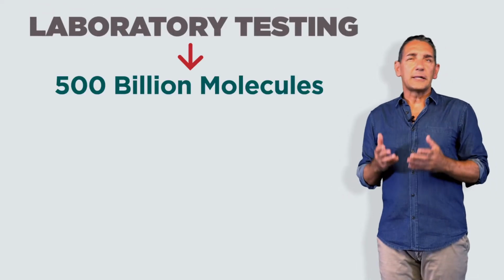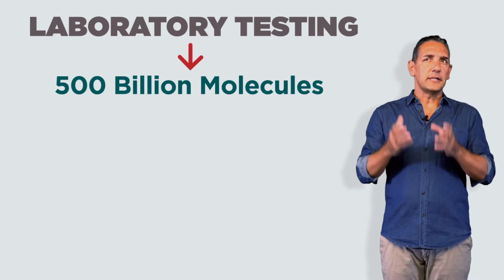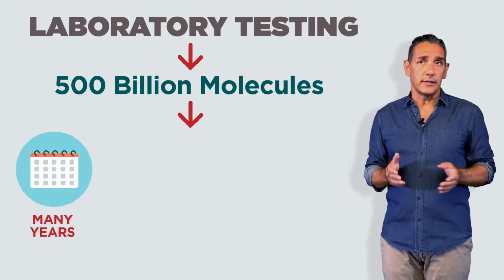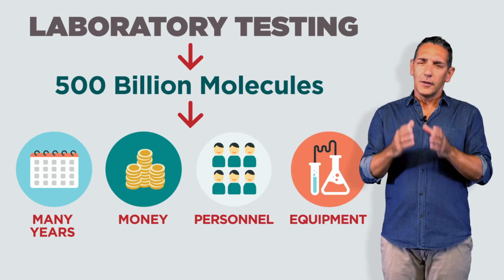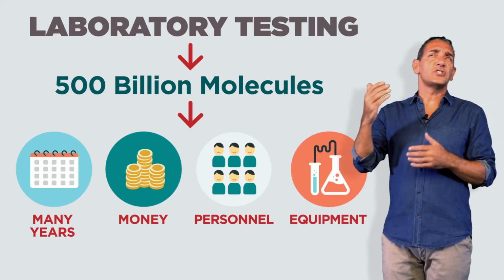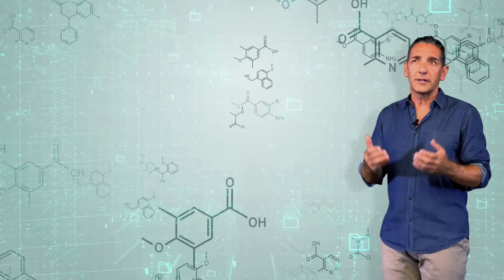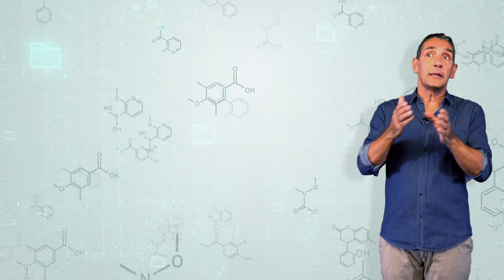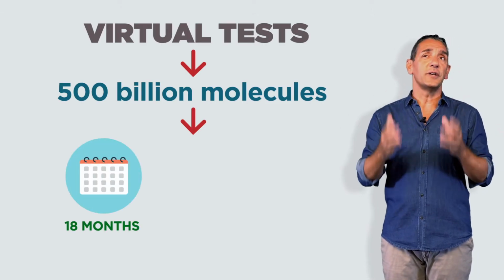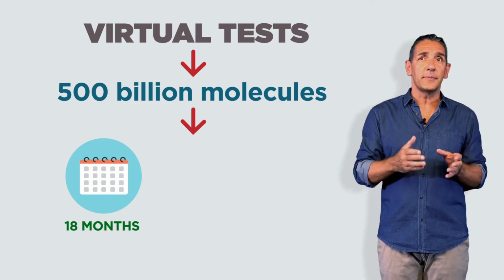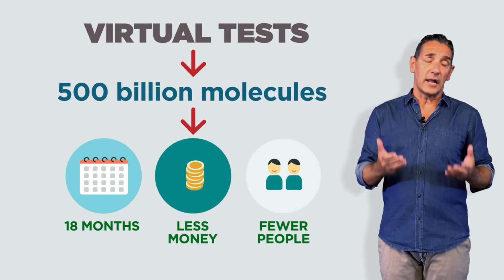It would take many years, a large amount of money, a large number of people and resources to test 500 billion molecules with laboratory experiments. This research can be accelerated thanks to high-performance computers, which allow virtual testing and allow to forecast, through numerical models, the ways by which viral proteins interact with the molecules tested. This can be done over a period of 18 months, decreasing time, cost, and personnel required.